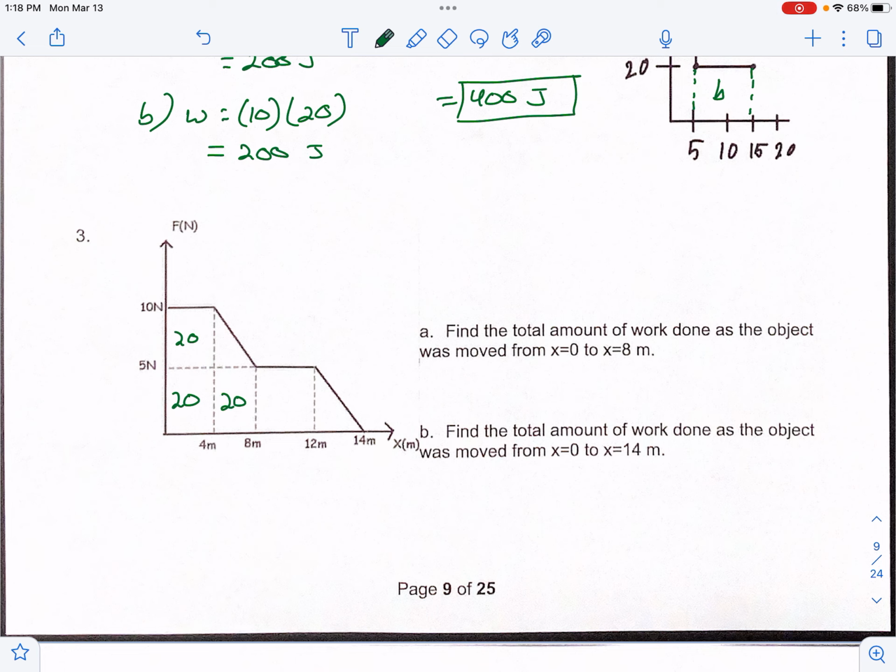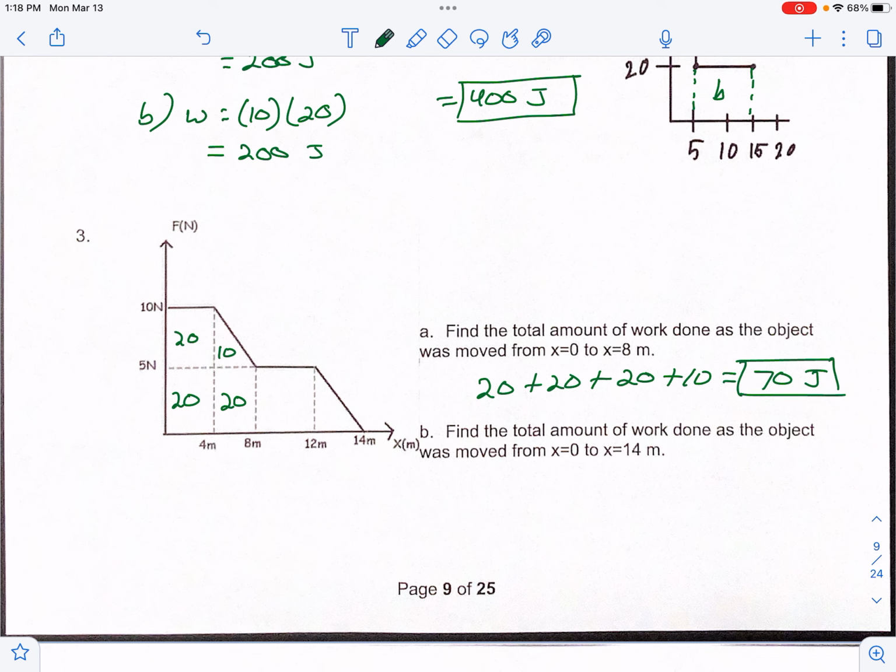And then up here, 1/2 base times height. So my base is 4, my height is 5. So basically 1/2 of 20 would be 10. Now, I just want to know from 0 to 8, so all I got to do is add those up. So 20 plus 20 plus 20 plus 10 gives me 70 joules.